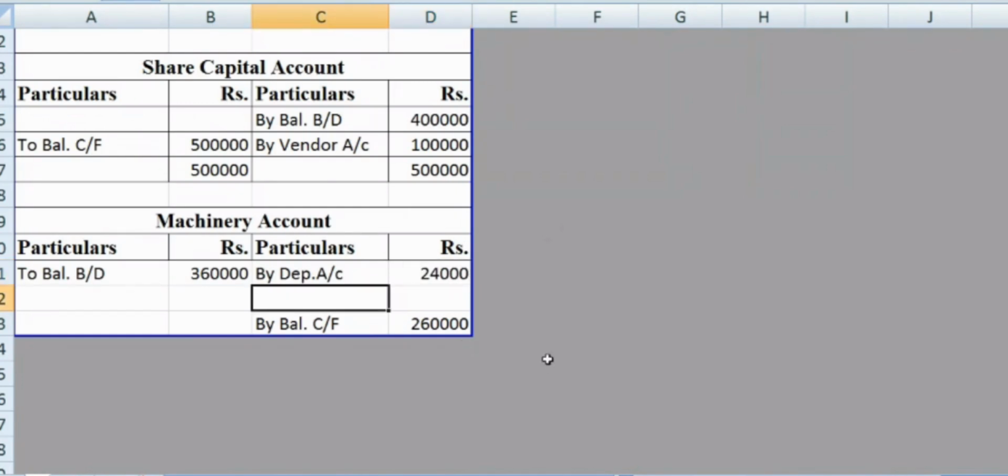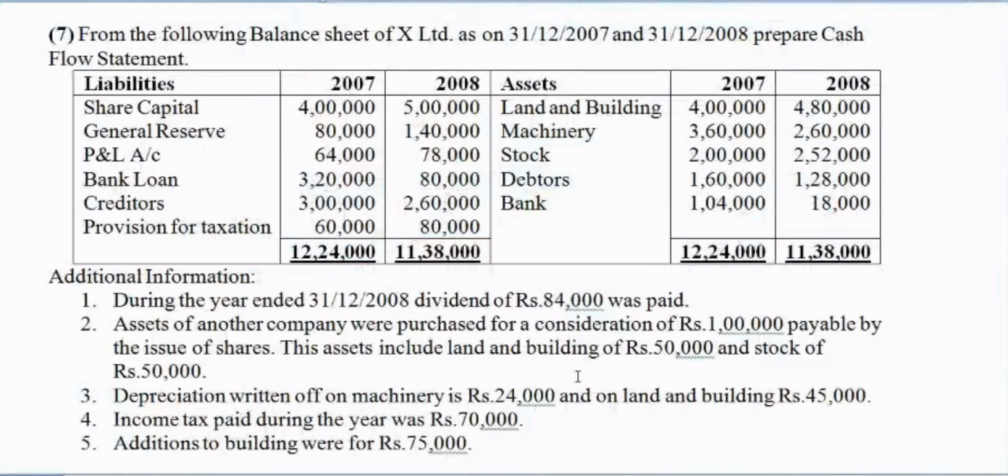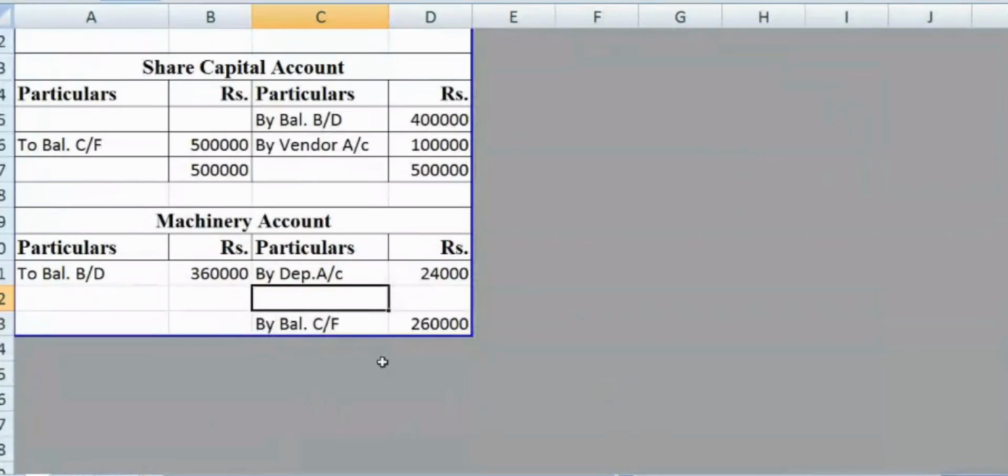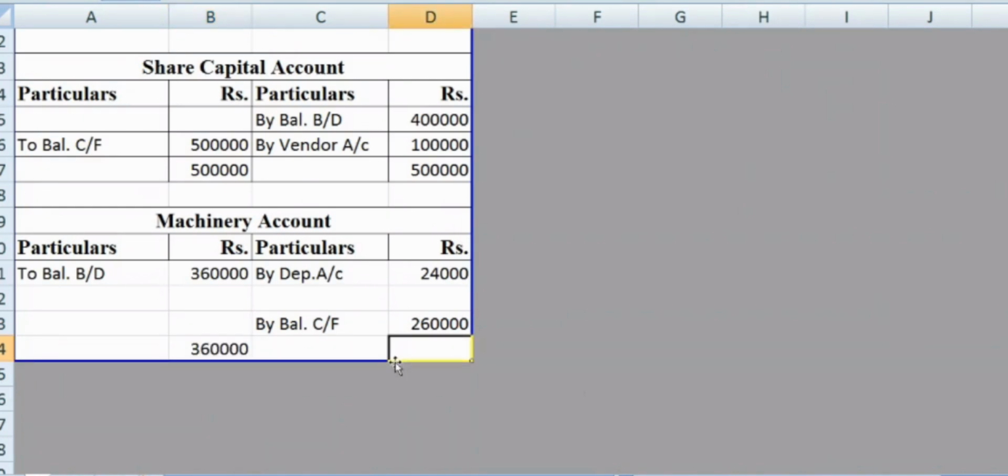Any other point remaining relating to this machinery? So what we need to do? Close it. If you close, which side total is more? Debit side is 360 and credit side is 260, right? The difference is on the credit side, so here 360 and here 360. Then what is the difference? Missing figure is 76.